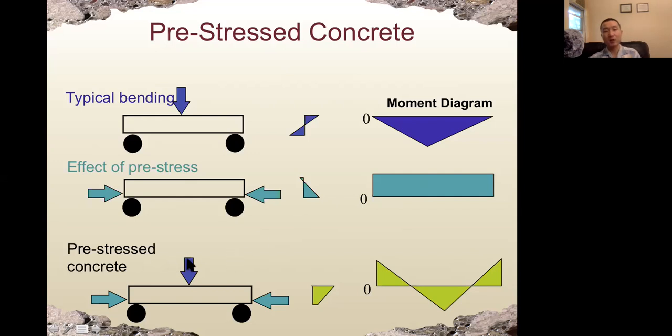So when we apply the load, as we can see in the bottom picture, on the pre-stressed concrete, that pre-stressed moment will offset some of the moment. As a result, the highest moment will be lower compared to a reinforced beam without pre-stress. So we reduce the highest moment in the pre-stressed beam. Okay, so that's the simple idea of why we need to put pre-stress in reinforced concrete.